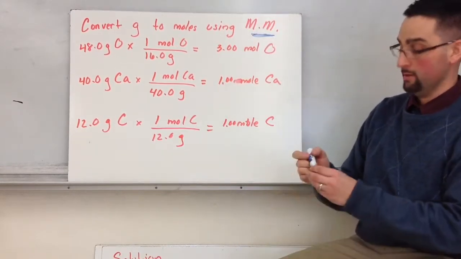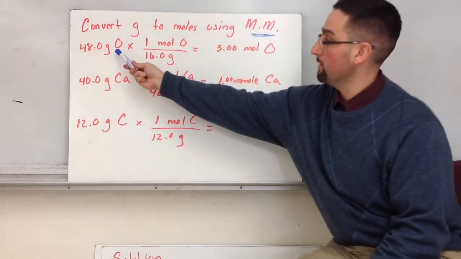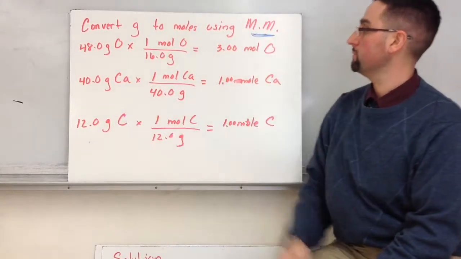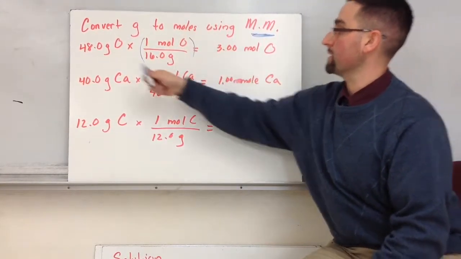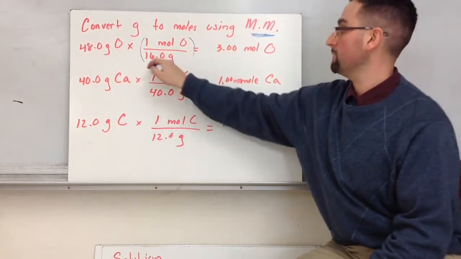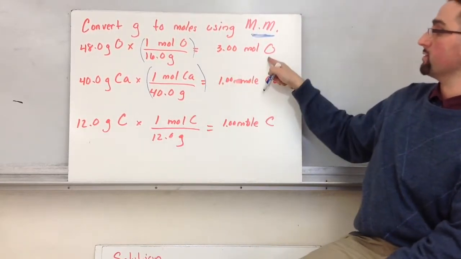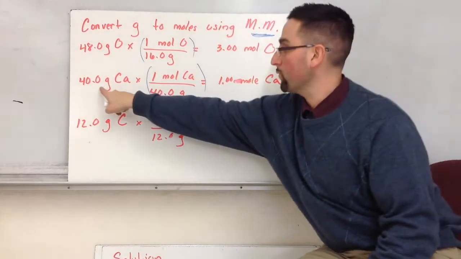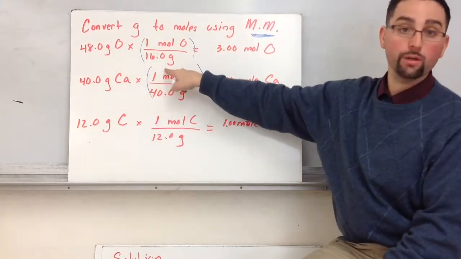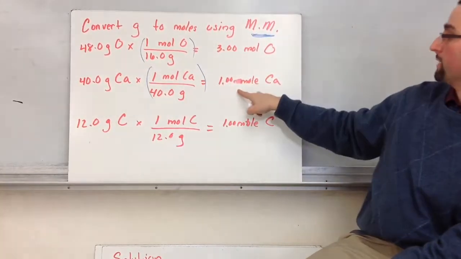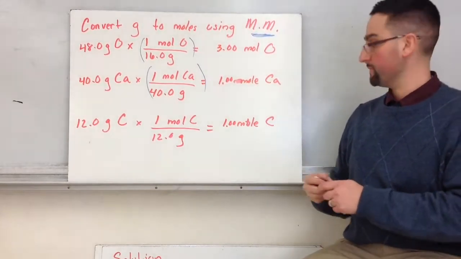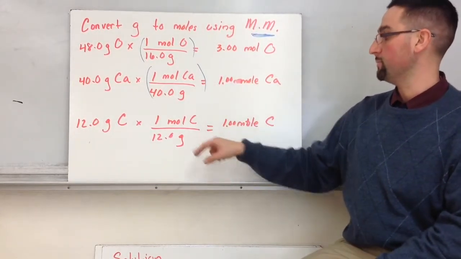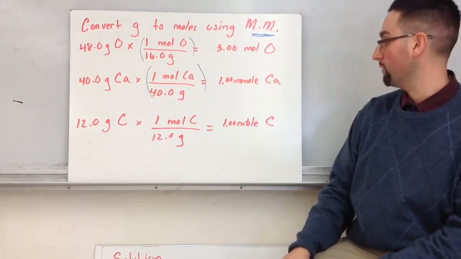Okay. I take the amount of grams of each element, I divide it by the molar mass, right? This is 48 divided by 16, which is 3 moles of oxygen. 40 grams of calcium times 1 is 40, divided by 40 is 1 mole of calcium. And we have 12 grams of carbon divided by its molar mass, which is 12.